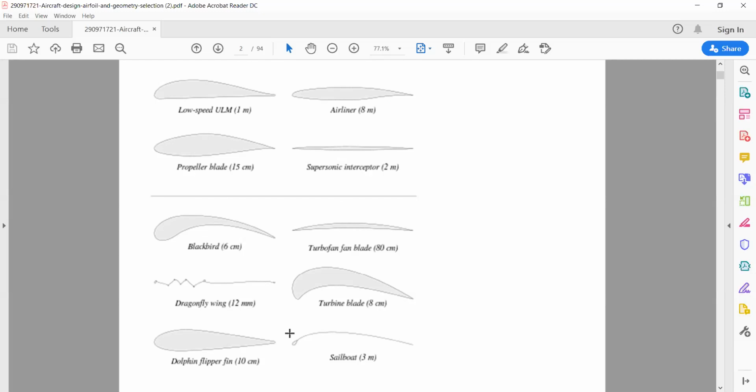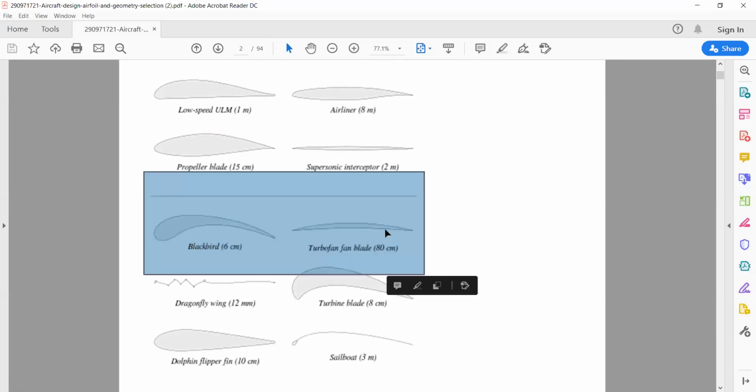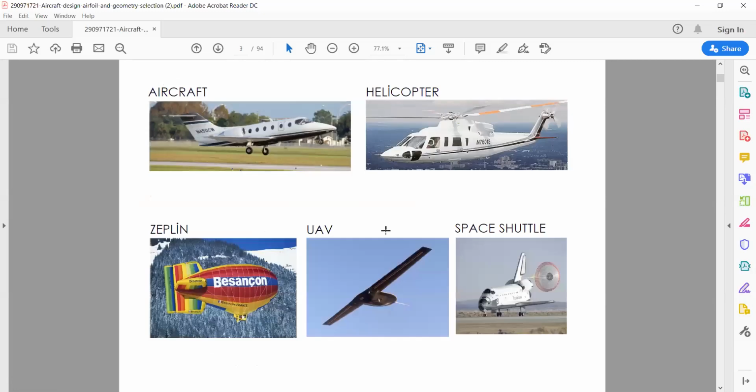And you can see turbine blades and wind turbines. These wind turbine blades look like this, and also the dolphin flipper and the sailboat. These show how the airfoil looks structurally for different applications. We'll discuss it. And here are aircraft, helicopters, zeppelin, UAV, space shuttle. These are hovering rotors, and they also have an airfoil shape. The cross section of the wing also has an airfoil shape. And you can see that these shapes are all airfoil shapes.